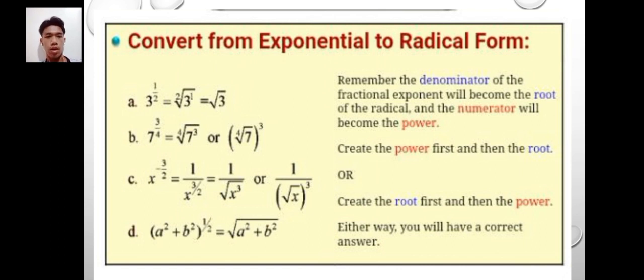Another example, x raised to negative 3/2. Create the root first and then the power. Either way, you will have a correct answer. So it is equal to 1 over x raised to 3/2, or 1 over the square root of x cubed. The last example, a squared plus b squared raised to 1/2. So the answer is the square root of a squared plus b squared.